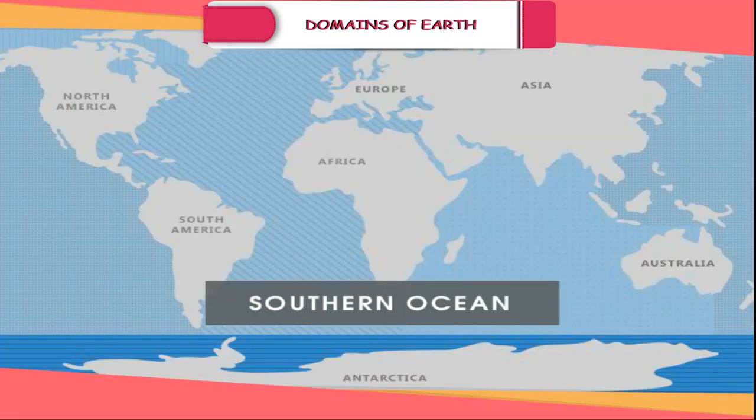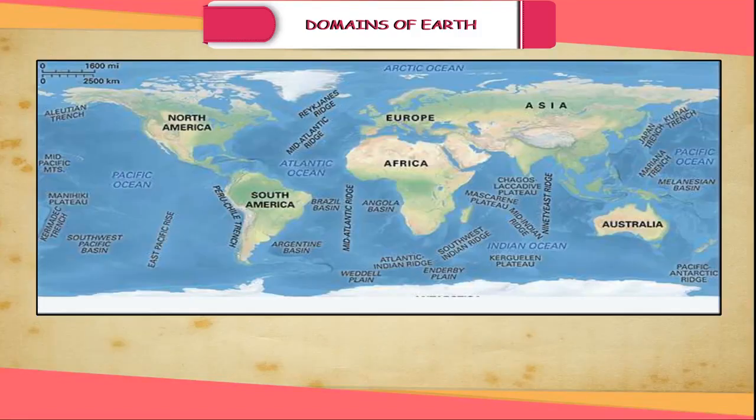Southern Ocean. It surrounds the continent of Antarctica at the South Pole. It is also considered as an extension of the Pacific, the Atlantic and the Indian Oceans.